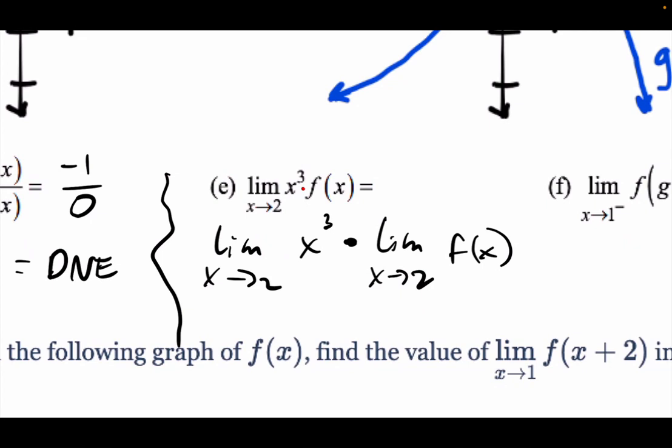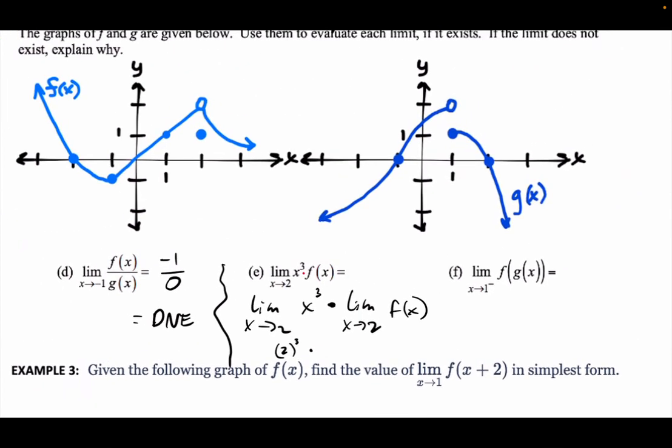So how would I find the limit for this part here? It would just be 2 cubed. Plug it in, just like we've been doing. So it would be 2 cubed times the limit at 2 for f, which is positive 2. So you get 2 times 2 times 2 times 2, and that's 2 to the 4th, which is 16.